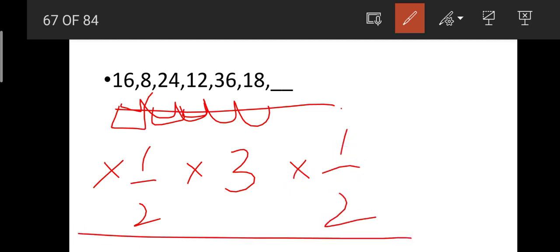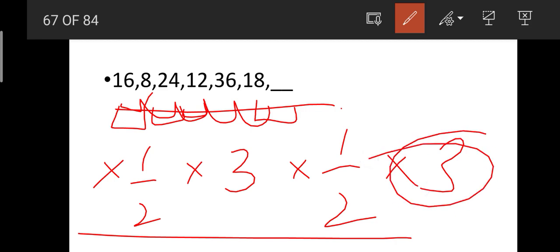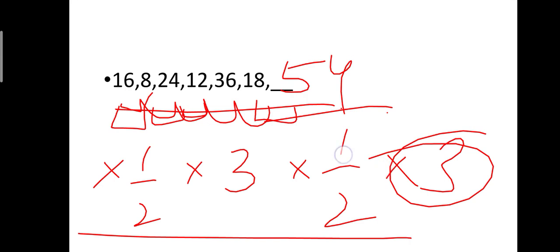They are alternatively multiplying the numbers with 0.5 and 3, or with 1 by 2 and then with 3. Okay, to get our answer, 18 should be multiplied with 3. So 18 into 3 is 54. This is very simple question. Okay friends, now we'll move to our next question.